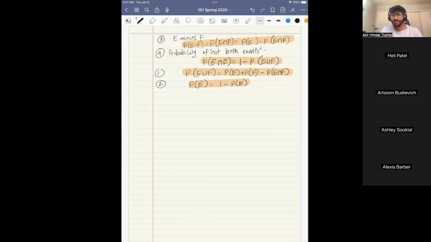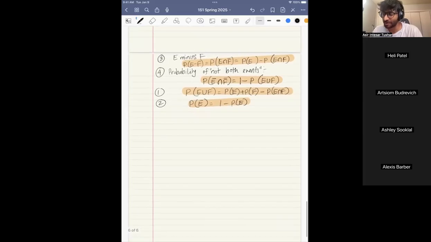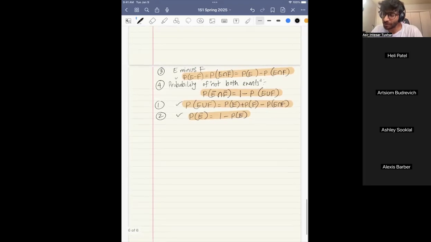Now what I'm going to do is try to solve a problem which uses all of them. These are the 4 properties that I have. The first one involves the union of 2 events. The second one involves just the complement of 1 event. The third one involves the complement of 1 event with the intersection of another event. The fourth one involves the complement of both of the events, E and F.